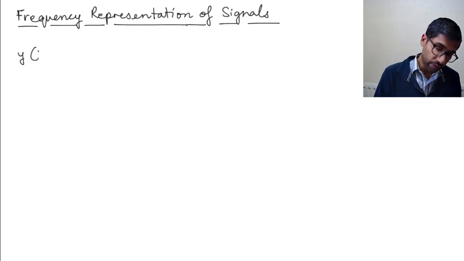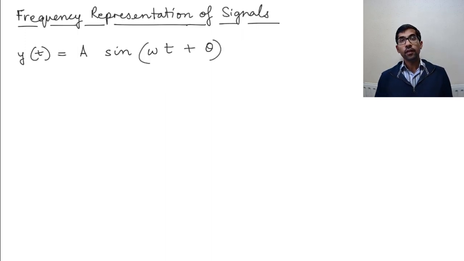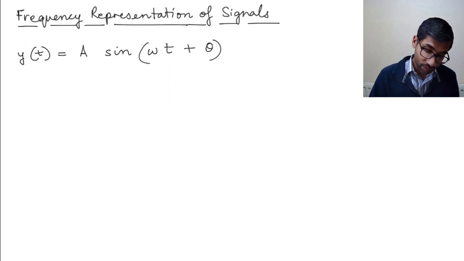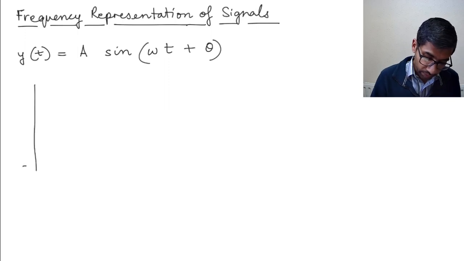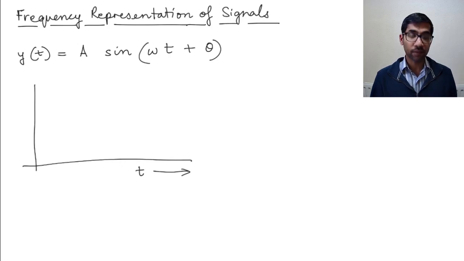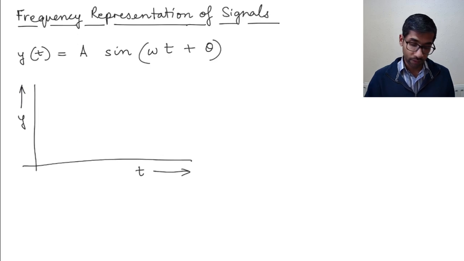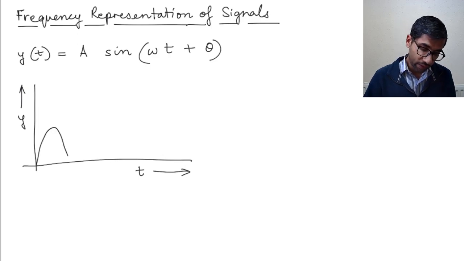So let's say you have a sine wave like this. y(t) is equal to A sin(omega t plus theta). This signal can be represented in two different ways. One way is the most straightforward way. If I want to represent it, I put time on the x-axis and y on the y-axis, and then I plot the signal. And what I get is something like this, isn't it?